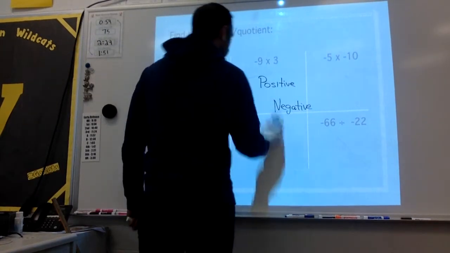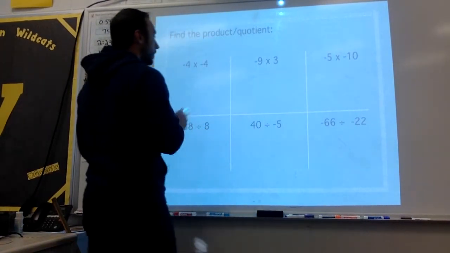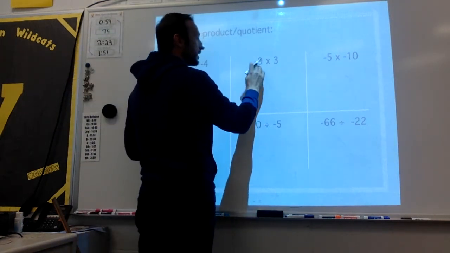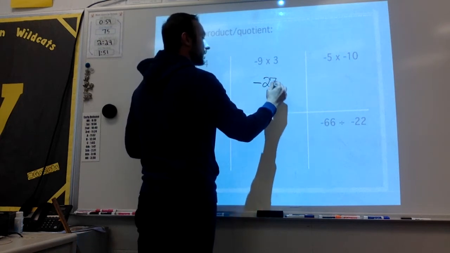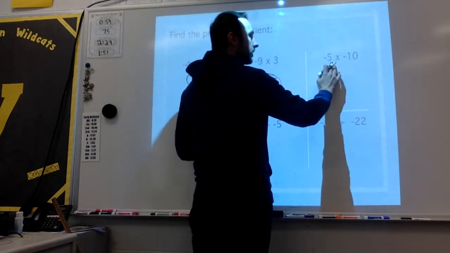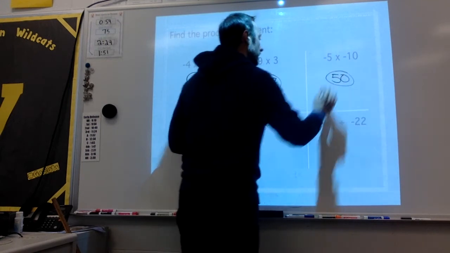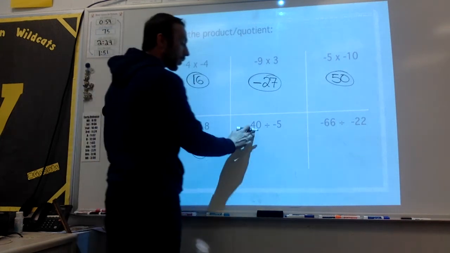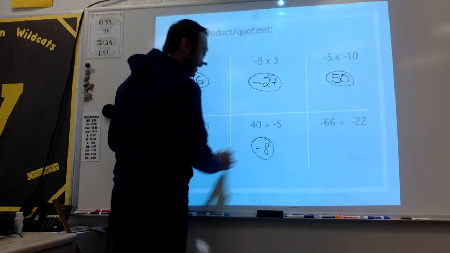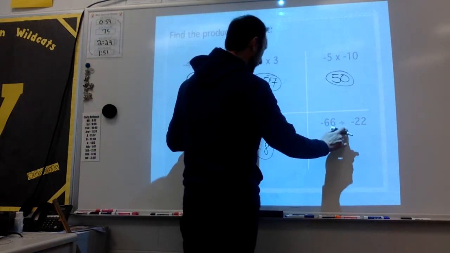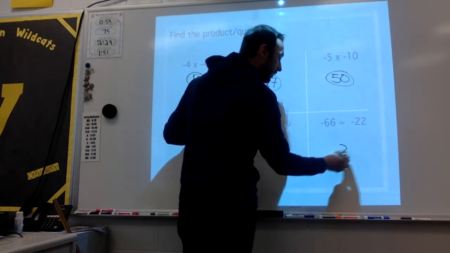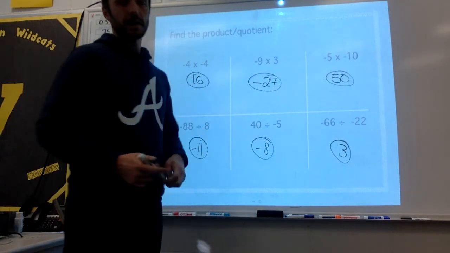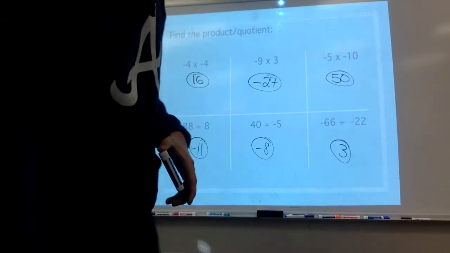So let's look at some more examples. -4 times -4, same signs, positive 16. Different signs negative. -9 times 3 is -27. Different signs, negative. 5 times 10 is 50. -88 divided by 8 would be -11 because the signs are different. 40 divided by -5 would be a -8 because the signs are different. -66 divided by -22 would be a positive 3 because the signs are the same. So normal multiplication or normal division, same signs positive, different signs negative. That's all there is to that.